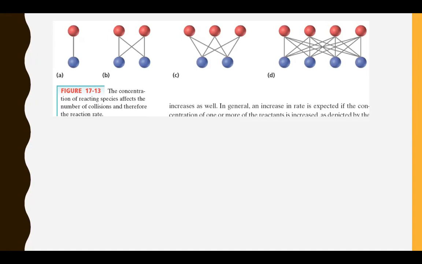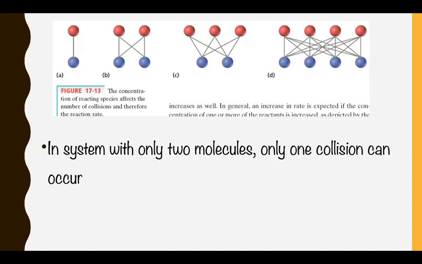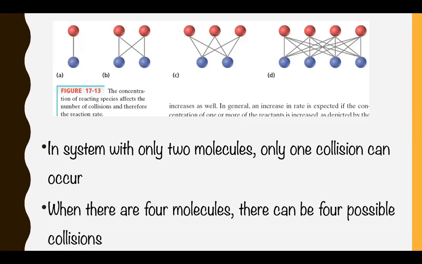So in the first one, we have only one item of each reactant, so there's only one collision possible. If there's two of each, you increase that to 1, 2, 3, 4. If you increase the red one by 1, you increase it to 1, 2, 3, 4, 5, 6. And then finally 4 of each. I'm not even going to bother counting all that, but it's a lot. So with only 2 molecules, there is only one possible collision. When there are 4 molecules, you multiply that times 4.